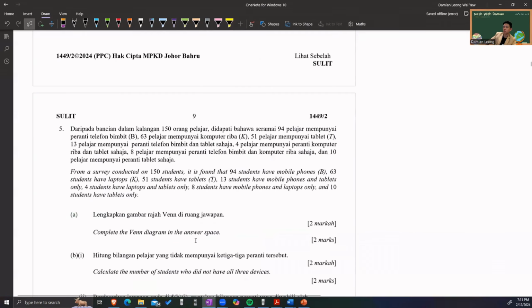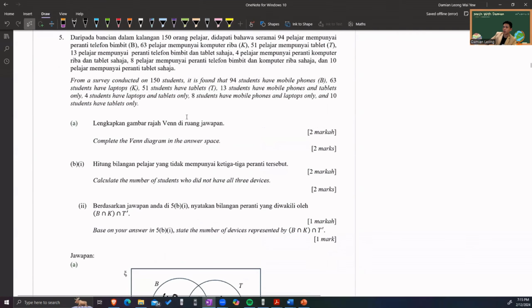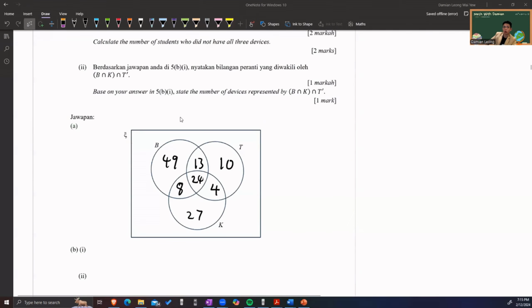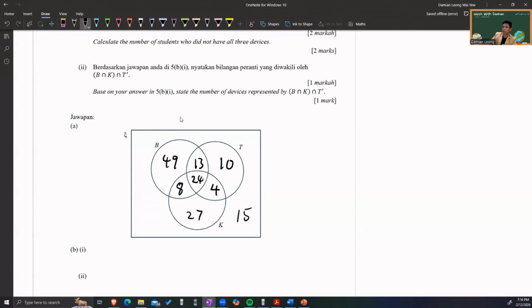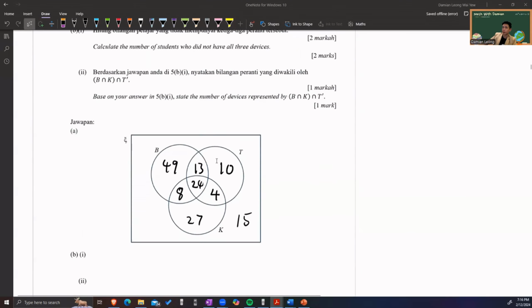I also know this is among 150 students. So altogether 150. I take 150 minus each of these: 49, 13, 10, 8, 24, 4, 27. 15 will be outside here, those that have none. So this is completing the Venn diagram.